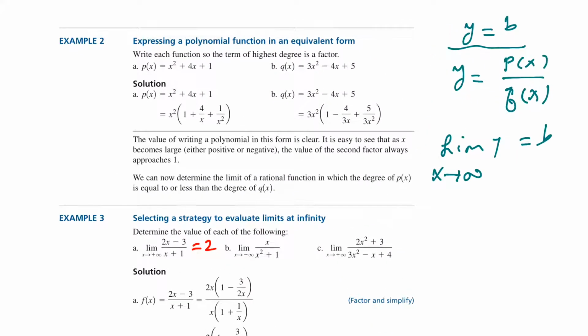To find the limit of p of x equals x squared plus 4x plus 1, if we factor x squared, 4 over x and 1 over x squared, when x approaches infinity, are getting close to 0. The denominator is getting bigger, the fraction is getting smaller. Therefore, the limit of x squared plus 4x plus 1 and the limit of x squared are the same. As x approaches negative infinity, for example, this limit is positive infinity. For polynomial functions, we say the limit of p of x and the limit of dominant terms are the same.